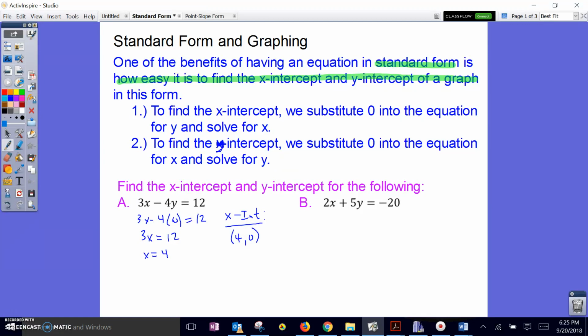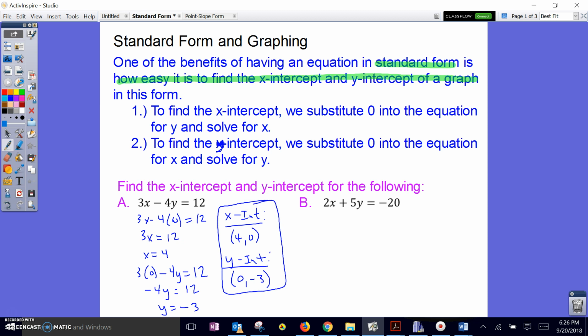And we'll do the same thing, except flip the script. To find the y-intercept, we'll put 0 in for x. And then take this equation and solve it, and that'll give us the y-intercept. And again, an easy calculation, 12 divided by negative 4 gives us negative 3. So our y-intercept in this case is going to be 0, negative 3. Alright? And there's how I find my intercepts.